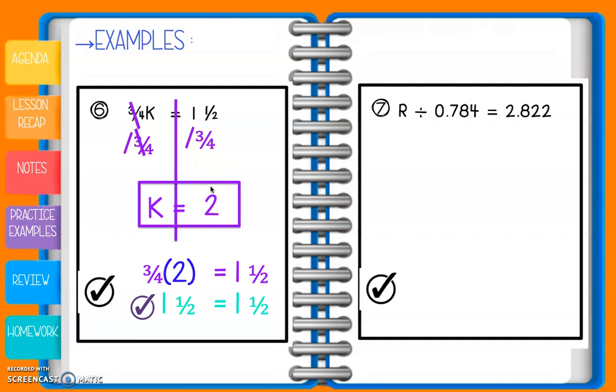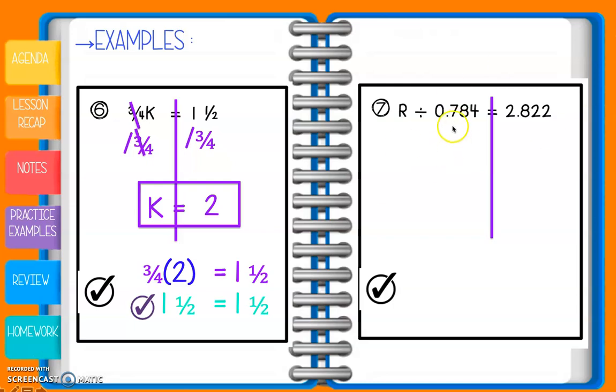All right, our last one, let's take a look at our division problem here. We have R divided by 0.784 equals 2.822. Again, we're not going to do anything different here. And we can use our calculator to help us with our decimals. So the first thing that we're going to do is we're going to draw our line through the equal sign, and then we're going to determine what inverse operation we're going to use.